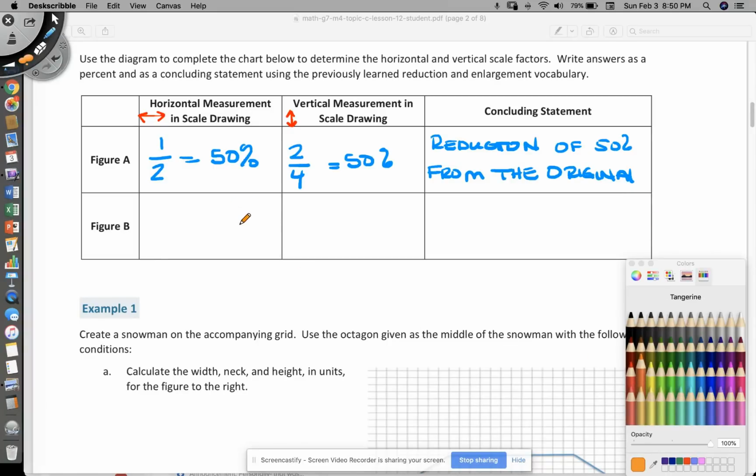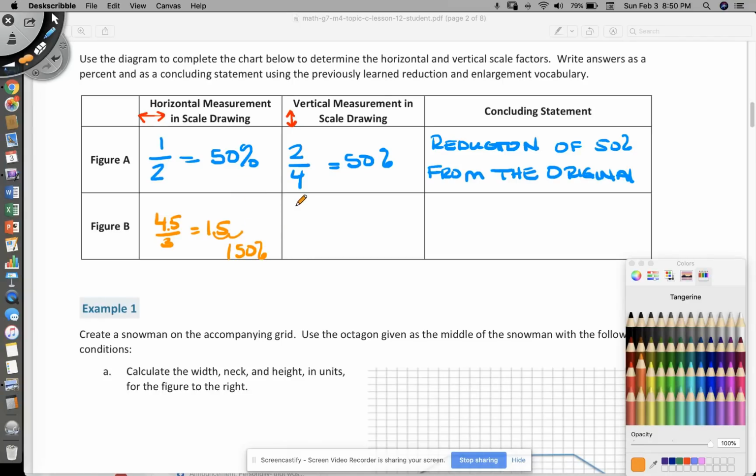Now let's look at figure B. This was the larger format. If you remember, we had 4.5 to 3, which comes to 1.5. Now that is a percentage. If you remember, we move our decimal 2 places to the right to find a percentage, which comes to 150%. This makes sense because the original, the middle version, is always 100. So anything less than 100 is a reduction. Anything greater than 100 is an enlargement.